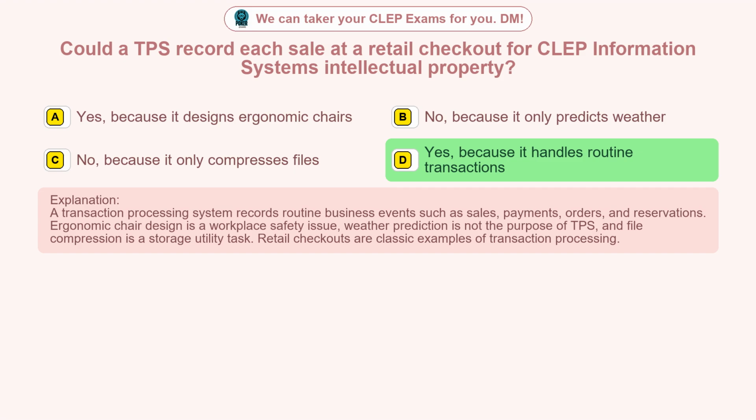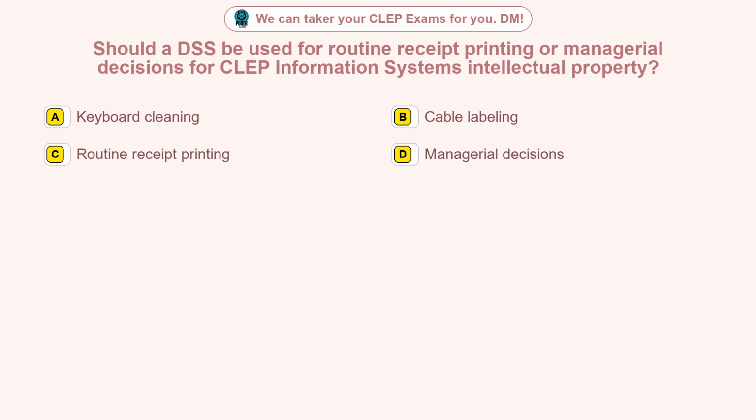Retail checkouts are classic examples of transaction processing. Question 8. Should a DSS be used for routine receipt printing or managerial decisions for CLEP Information Systems intellectual property?